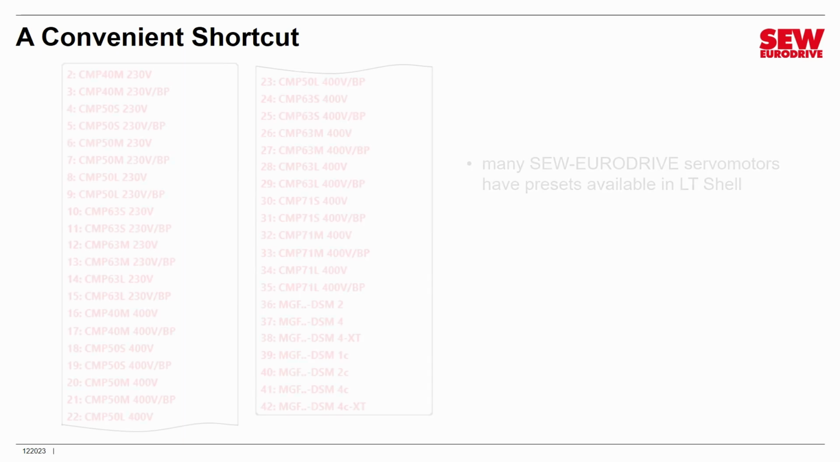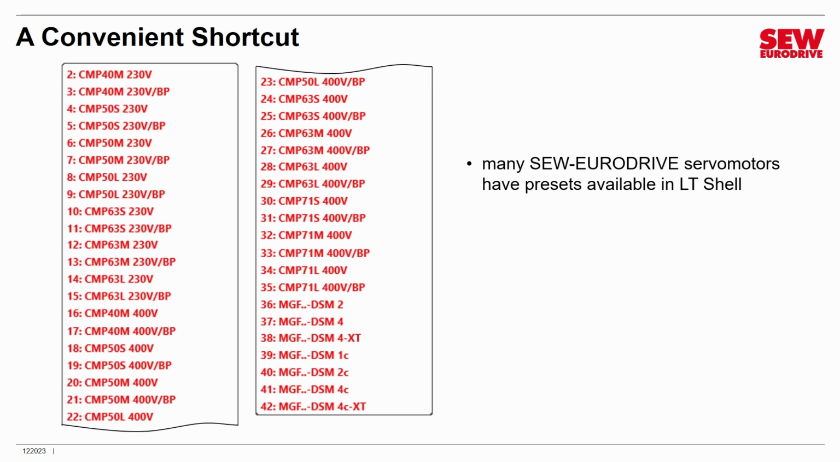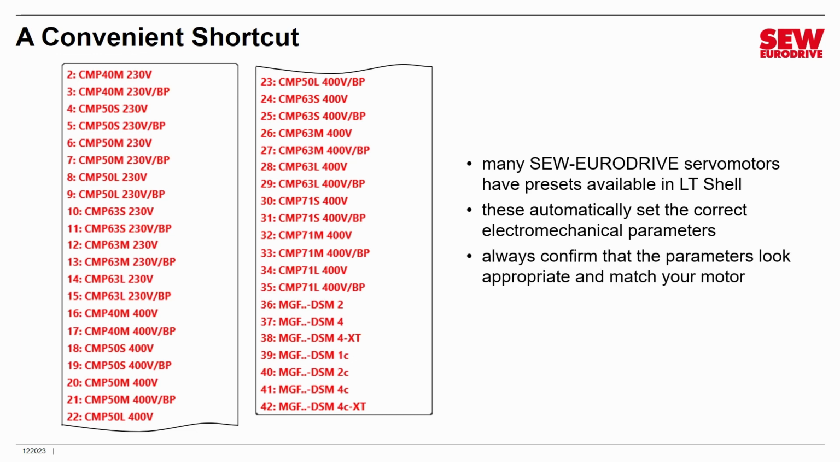Now, there is a convenient little shortcut available to you if you have certain SEW Eurodrive motors. Many SEW Eurodrive servo motors have presets available in LT Shell, and this is the list that's available in my version of LT Shell. Yours may be slightly different, but it should be similar. These automatically set the correct electromechanical parameters. In other words, they save you the trouble of having to look up all the required motor information and do the calculations. However, I will add a caution. Always confirm that the parameters look appropriate and match your motor. Some of these motors do come in multiple speed classes.